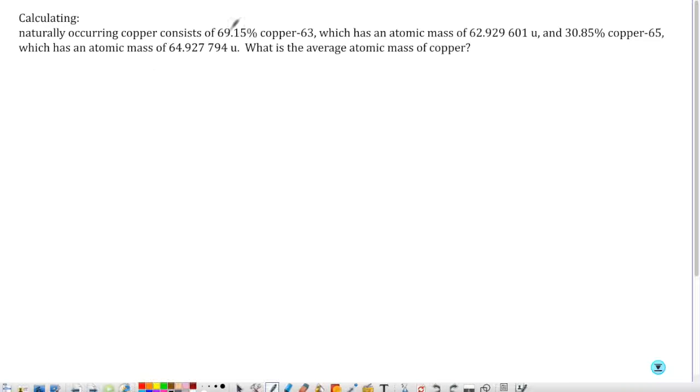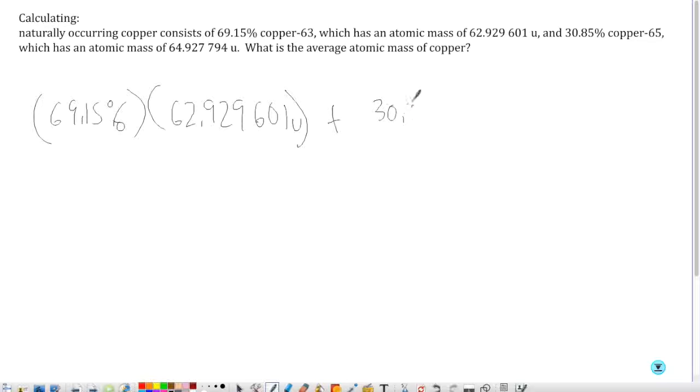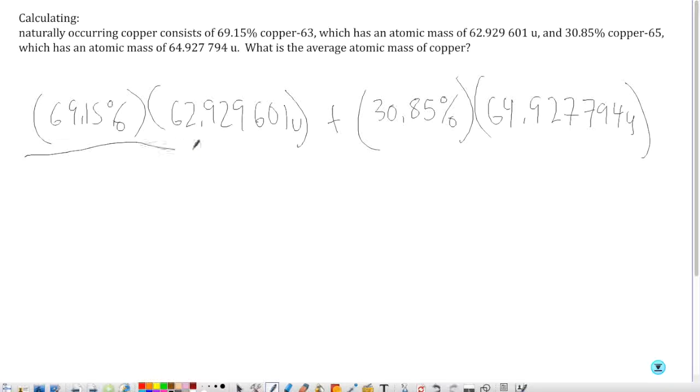Okay, well, this is just calculating a weighted average. Okay, so I take the 69.15%, and I multiply that times 62.929601, okay? And that's U, plus 30.85% times 64.927794 U. And then all I have to do is take all of this and divide by 100%.